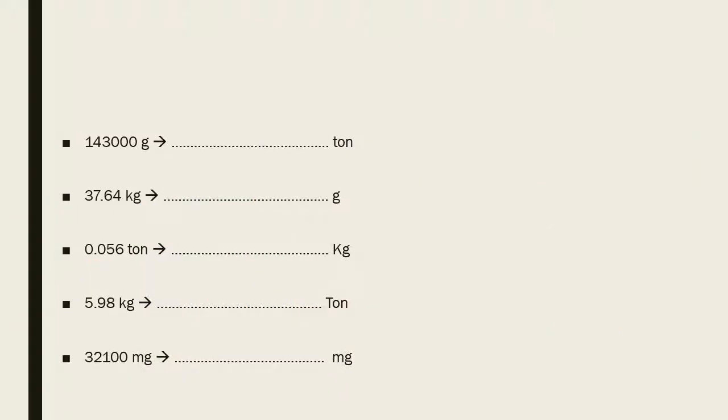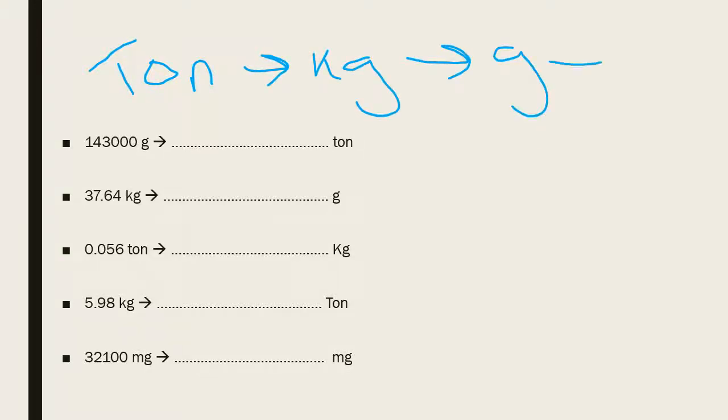More conversion questions. I'm going to write this again from ton. So we go tons, kilograms, grams to milligrams. Please, this you have to revise. 143,000 grams into tons. How do we go from grams to tons? We have to go first from grams to kilograms, so we have to divide by 1,000. Then we have to divide by 1,000 again. So we have to divide by a million.